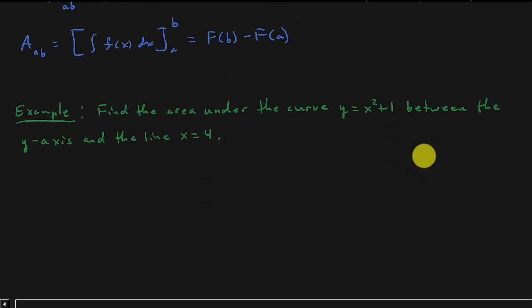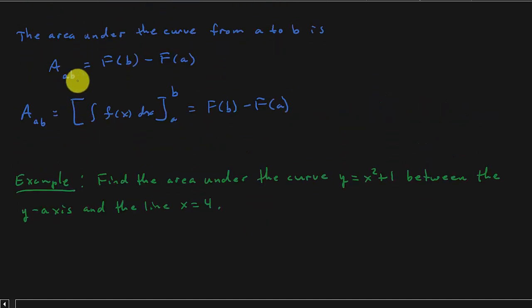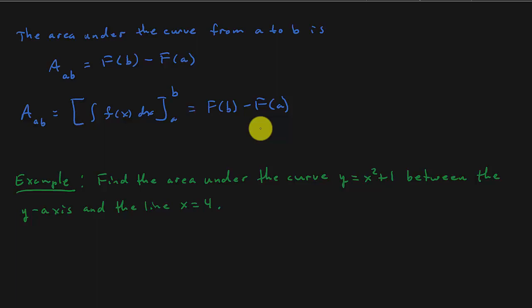All right. So it says here the area between A and B is capital F of B minus capital F of A, which, writing it out in more detail, the area from A to B is the integral f of x dx, going from A to B, is capital F of B minus capital F of A. So basically what this is doing is it's telling us to integrate the function and then evaluate the antiderivative at A and B and subtract the two.